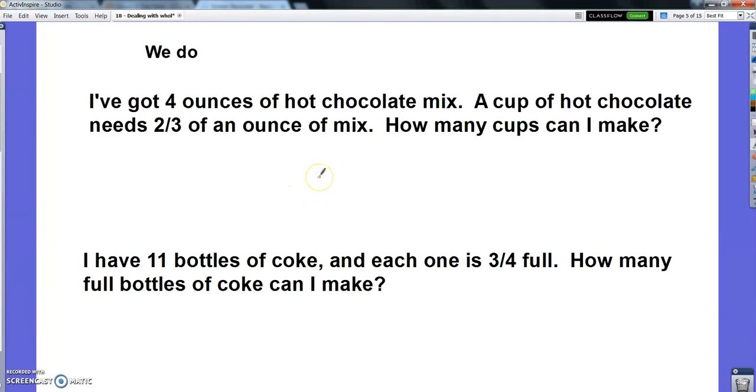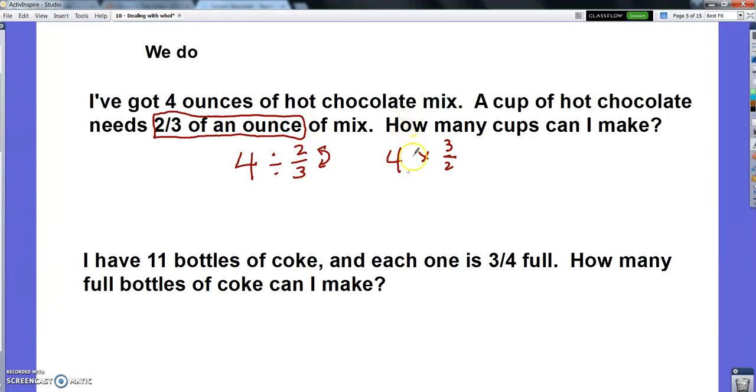I think the way this is worded, I don't have the sort of language that lets me multiply. So I think what I'm doing, I'm making as many groups of this as I can. So that sounds to me like 4 ounces divided into groups of 2/3 of an ounce. How many can I make? So I think that's a division problem. So that's not easy for me to do, so what I want to do is flip the second fraction to its reciprocal. So I'm going to do 4 times 3/2.